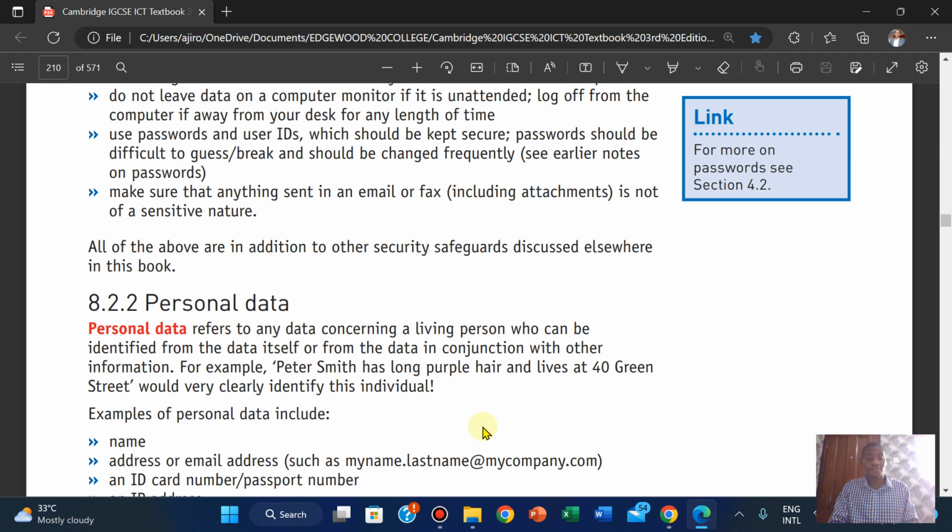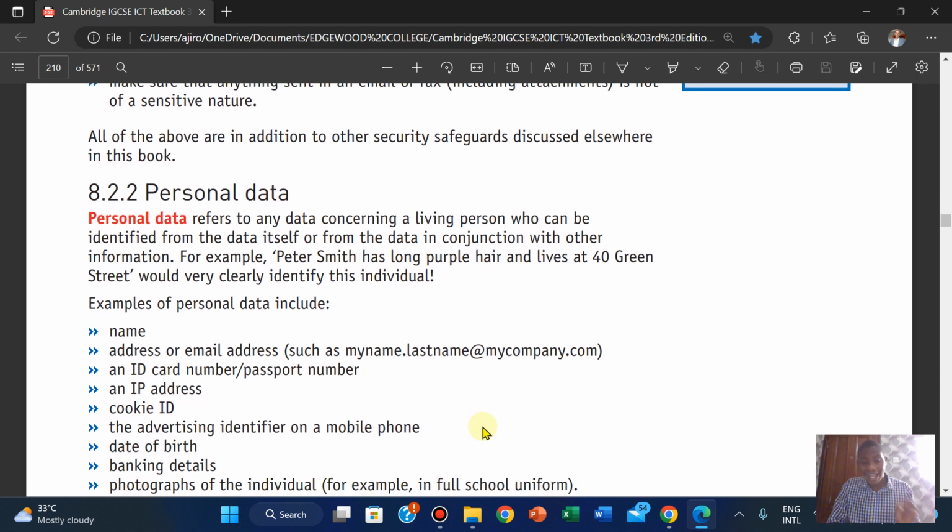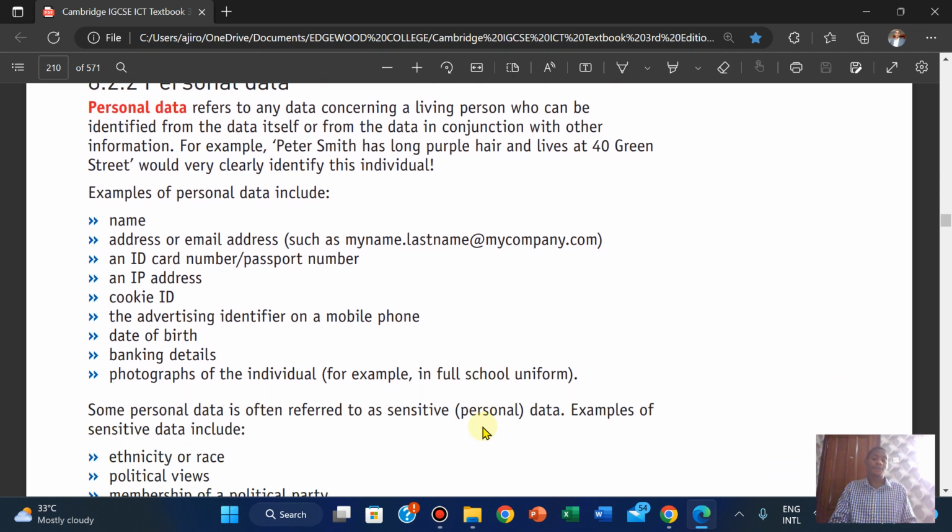What are examples of personal details? You have your name, address or email address, an ID card or passport number, an IP address, cookie IDs, advertising identifiers on a mobile phone, date of birth. Your banking details are personal data, and so are photographs of individuals. For example, a photograph in school uniform is personal, because with it they can identify where you're schooling, or a photograph with your ID card on it, they can identify where you're working.